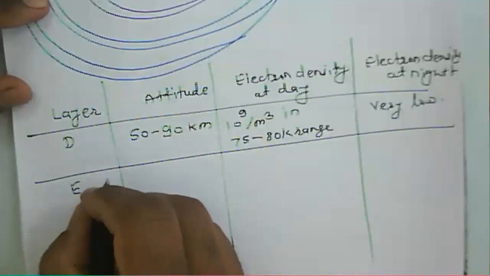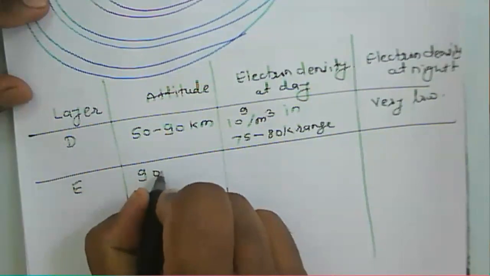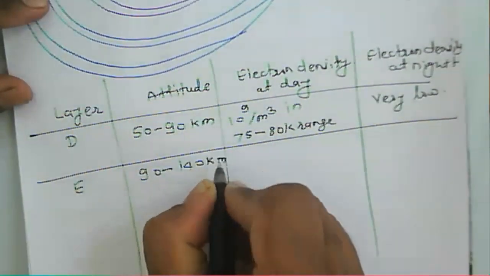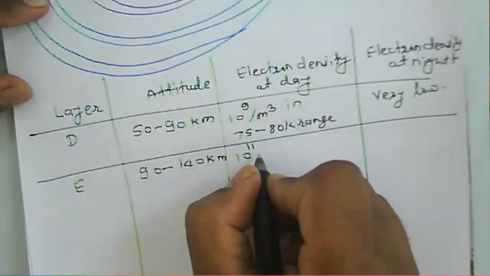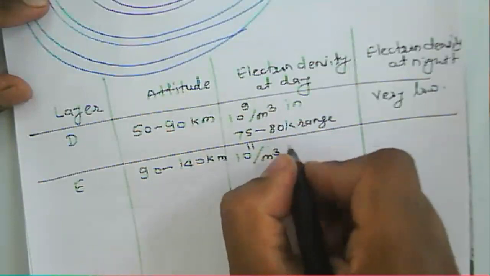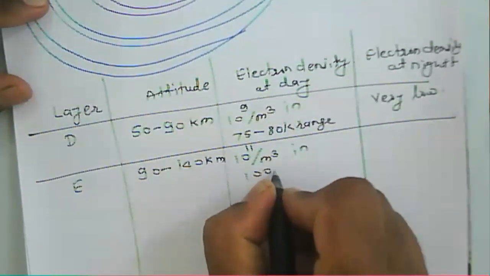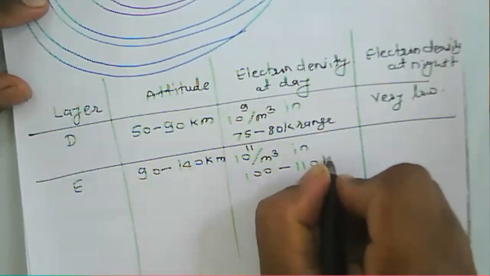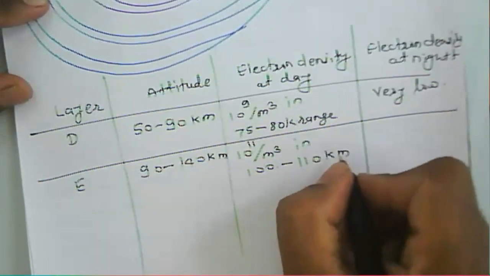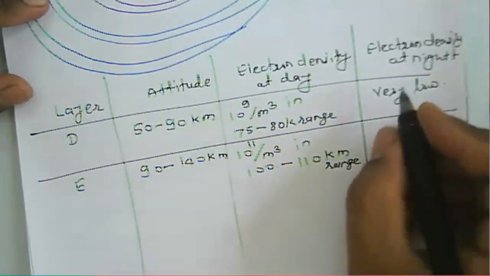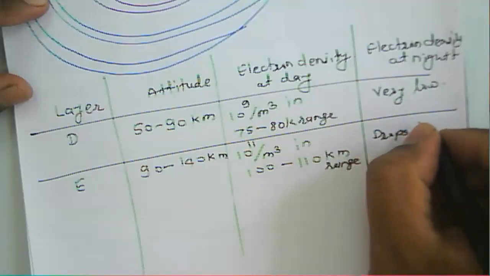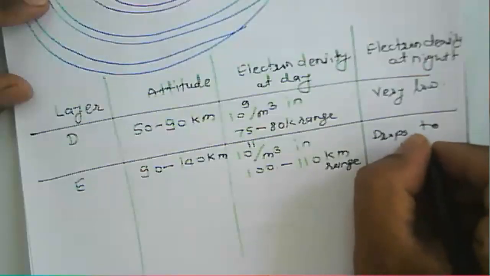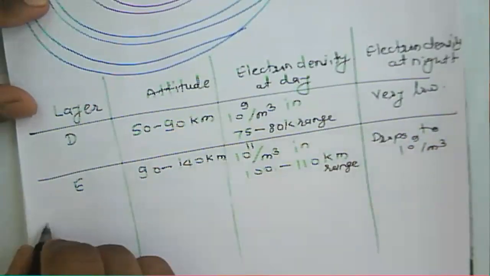Now in the E layer, if you see, we have the region of 90 to 140 kilometer, and it has an electron density of 10 to the 11 per meter cube, at about 100 to 110 kilometer of range here. And in the night, it drops to 10 to the power 9. Okay, that will be the night here.